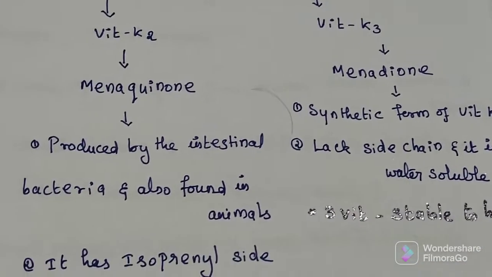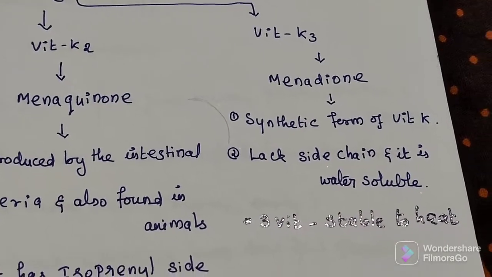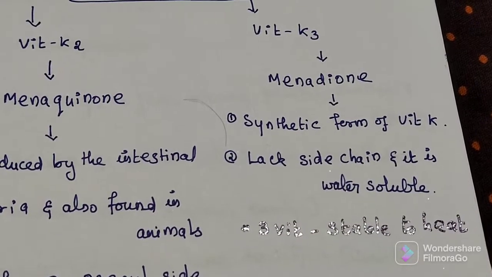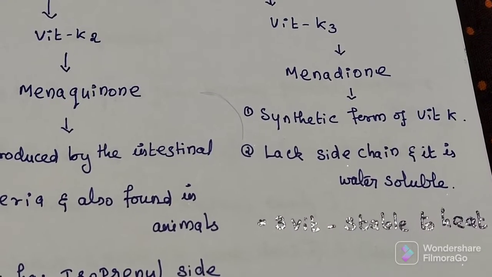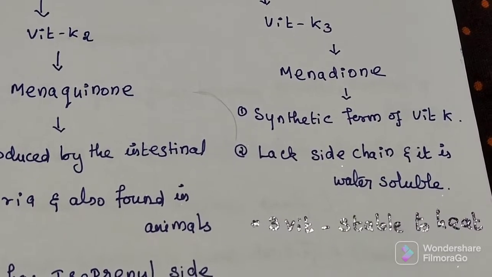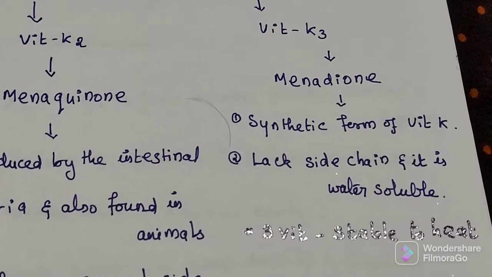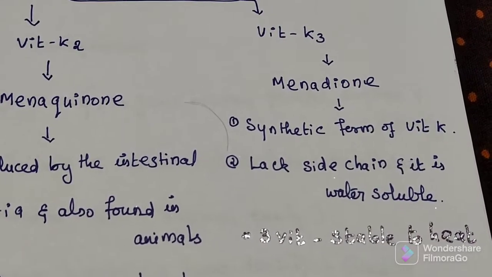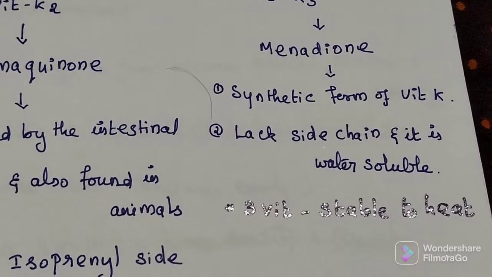The third one is vitamin K3. K3 is also known as menadione. It is a synthetic form of vitamin K. This one is water soluble. Vitamin K is fat soluble, but this synthetic form, menadione, is water soluble. Lacking a side chain, it is water soluble.